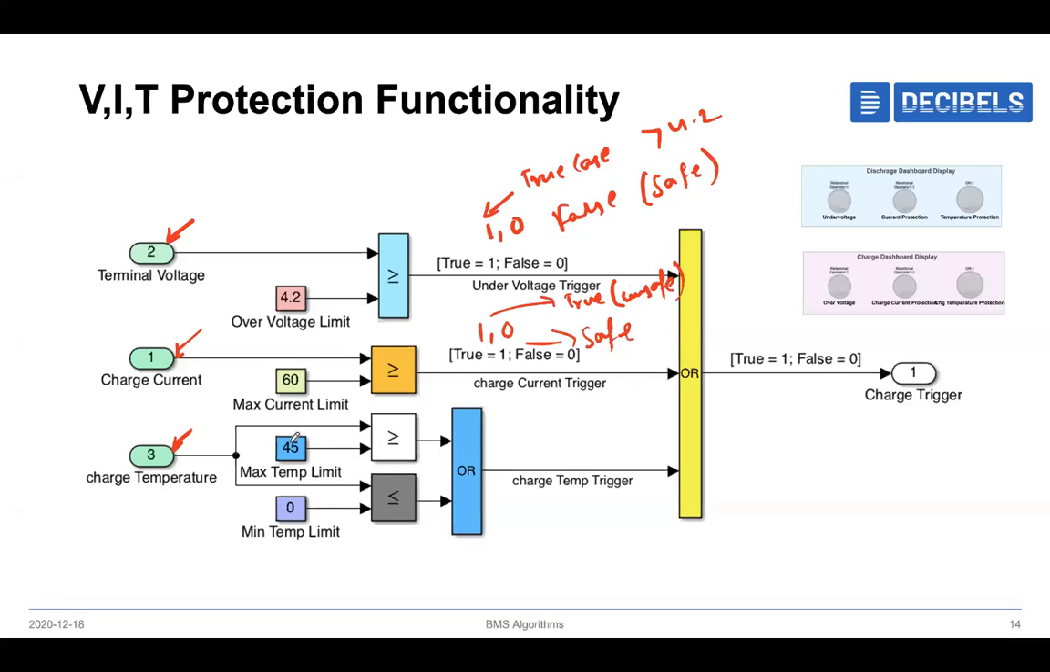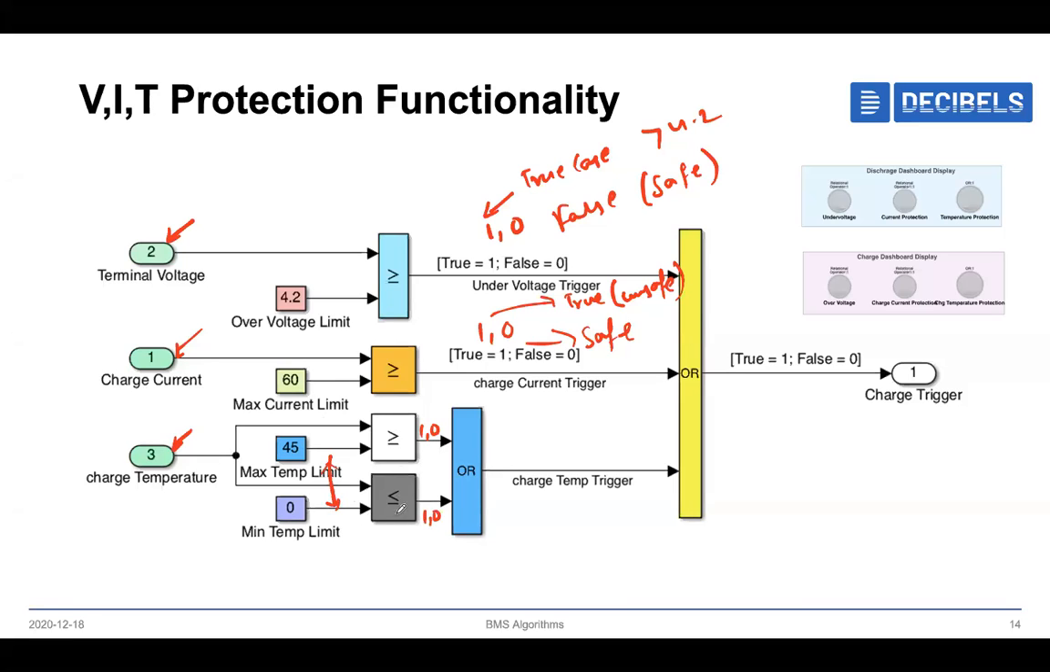Okay, and similarly over here, the temperature. For temperature, there will be a different scenario, because for charge, there is a limit of 0 to 45, and for discharge, it is minus 20 to 60 degrees Celsius. That's the reason we have to make sure that it is operating in between these two values. So for that, I'll use two comparators over here. Whenever the charge temperature is greater than 45, it will give either 1 or 0. And similarly, whenever it is going below 0, so if you look over here, it is less than or equal to, it will give either 1 or 0.